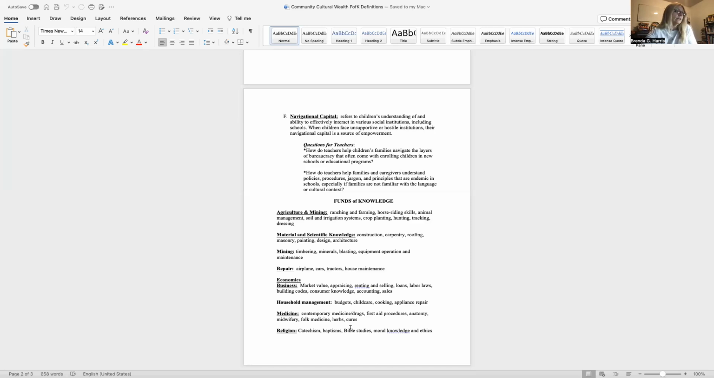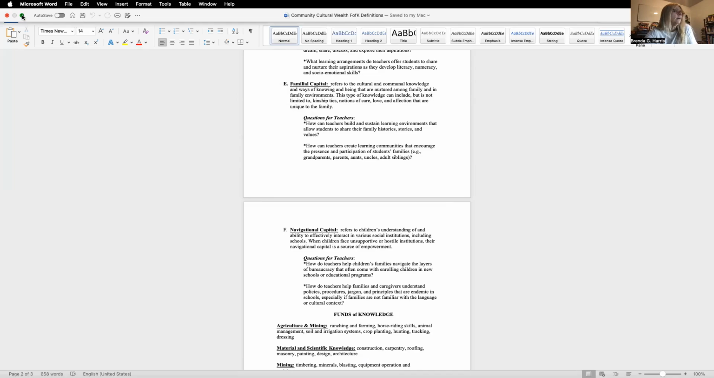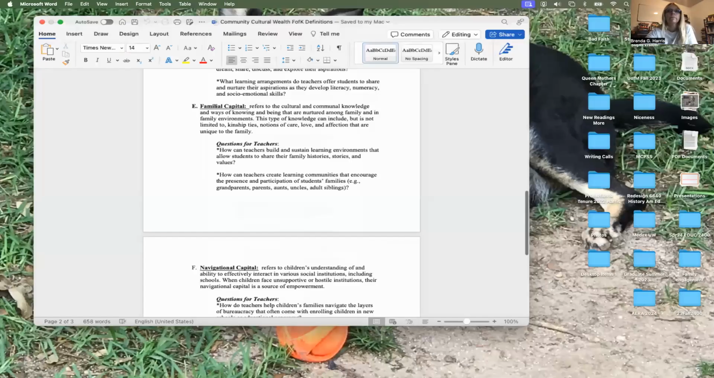Medicine, contemporary drugs, medicine, first aid, anatomy, midwifery, folk medicines, herbs, cures, religious knowledge. Maybe they know a catechism, they know about different kinds of baptisms, they know about the Bible, they have moral knowledge, they know ethics, maybe they know the Quran, maybe they have other religious scriptures, for example, maybe the Book of Mormon. So there's all kinds of knowledge for that. Okay, so we're going to come back to that now that we know the different kinds of capital.